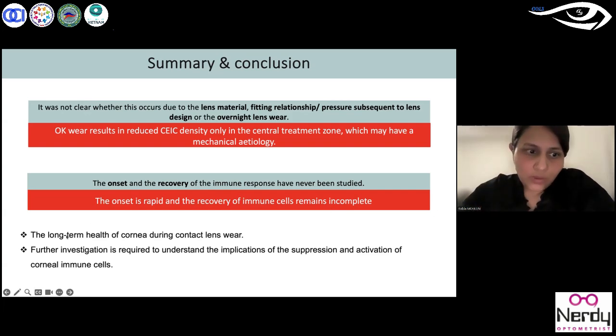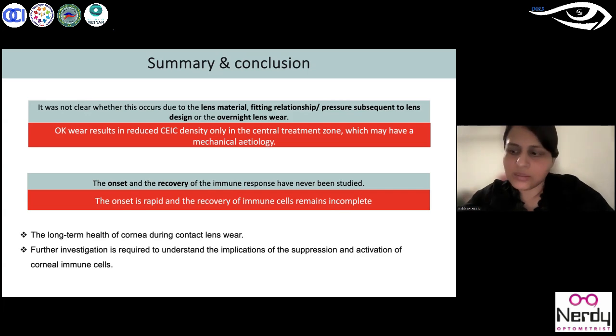So now, what this study shows us is that we need to consider the long-term health of the cornea during contact lens wear. And our next question was, which corneas are more at risk? Are the corneas of the people who are wearing soft contact lenses for many years, or the corneas of people who are wearing orthokeratology lenses?